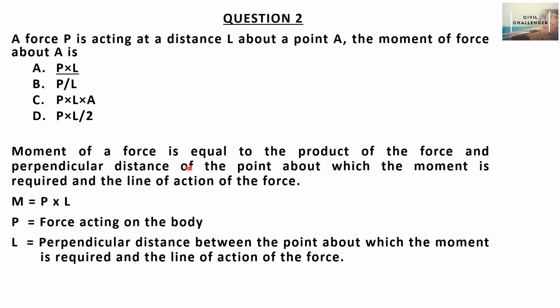We have seen that the moment of a force is equal to the product of the force and the perpendicular distance of the point about which the moment is required and the line of action of the force. This means that M is equal to P into L, where P is the magnitude of force and L is the perpendicular distance between the point about which the moment is required and the line of action of the force. Therefore, the correct answer is option A. A force P acting at a distance L about a point A has a moment about A of P into L.